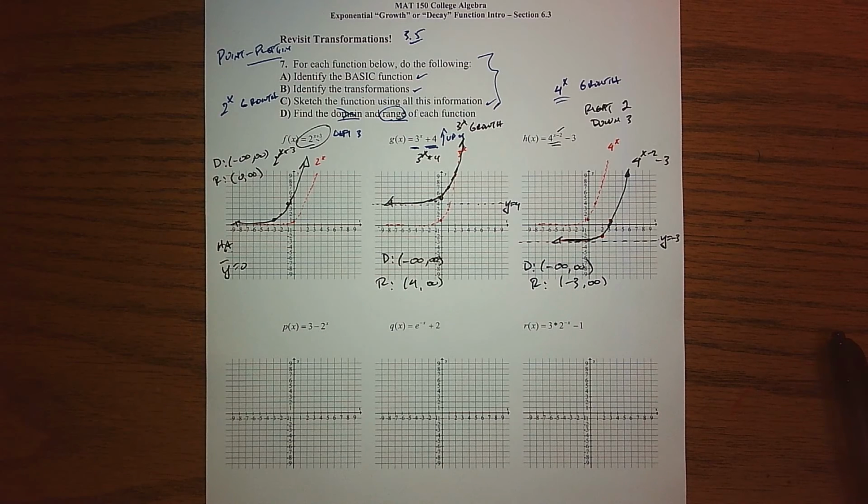Once you have those transformations, you can see how it might be a little faster. It is faster once you start to see the transformations, just getting a quick sketch, getting an idea of what the function looks like.